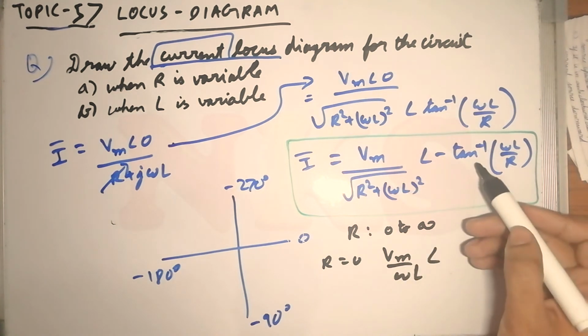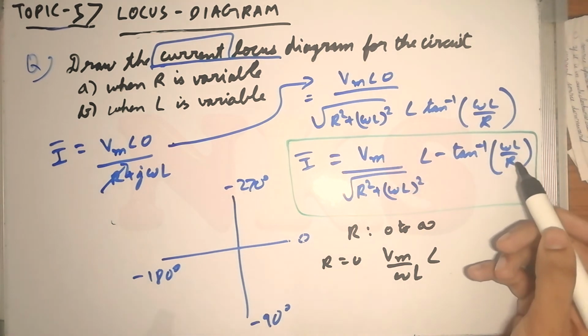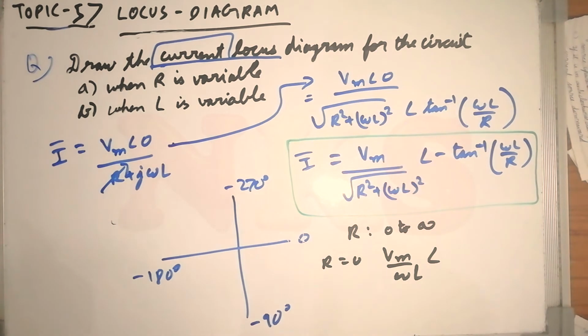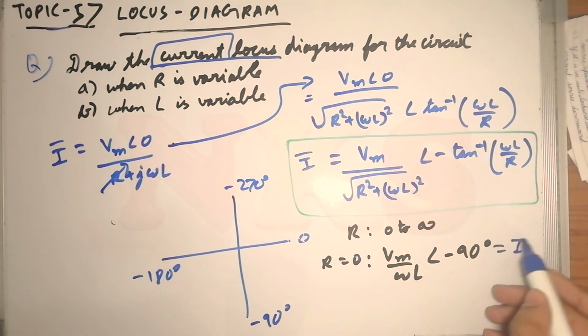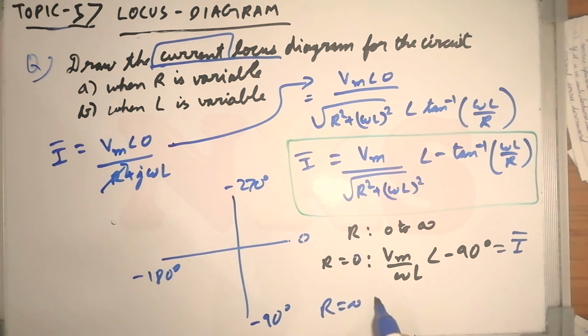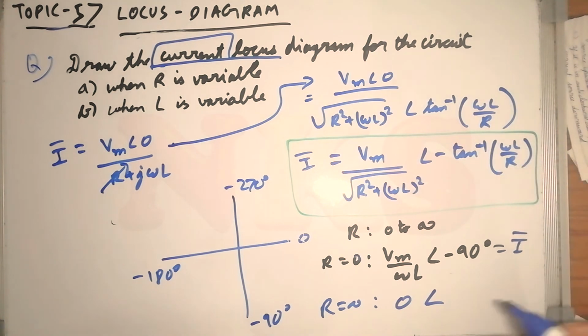at an angle minus tan inverse omega L by R. R is 0, that is minus tan inverse infinity. Tan inverse infinity is 90 degrees. So at R equal to 0, the value of I phasor will be this. At R equal to infinity, what will happen? Something upon infinity will come out to be 0, and the angle will be minus tan inverse 1 upon infinity, which is 0. So tan inverse 0 is 0. So 0 at an angle 0. So at R equal to infinity, the value is this.